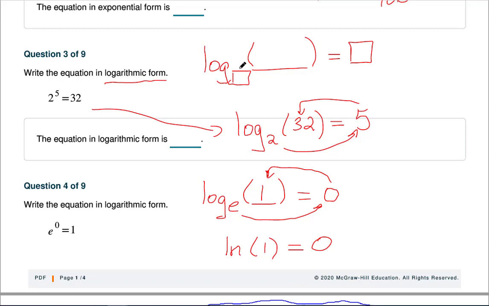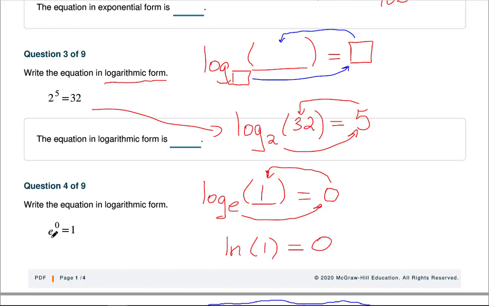So I need log b of something equals an answer. And what must be true is when you take the base b, raise it to the answer, it's equal to the thing on the inside. So let's see. Well, 2 is the base. Exponent is 5, so that's the exponent part. And 2 to the 5th is 32.